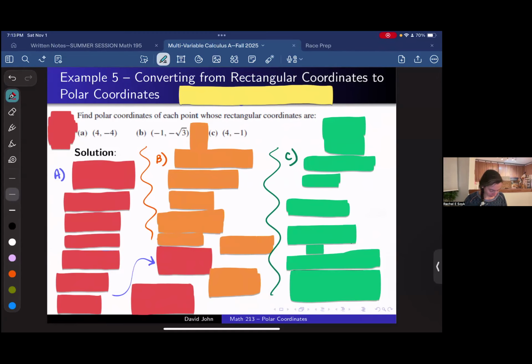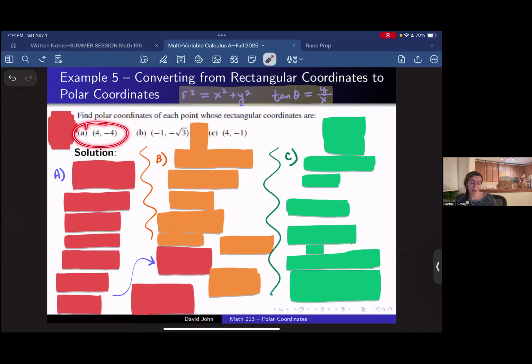Okay, so example 5, we want to convert from rectangular coordinates to polar coordinates. And again, from the previous slide, we have that our r squared is equal to x squared plus y squared, and then our tan theta is equal to our y over x. Our part A gives us the rectangular coordinates 4, comma, -4, which tells us very quickly that we are in our fourth quadrant. Right, our x is positive, our y is negative.